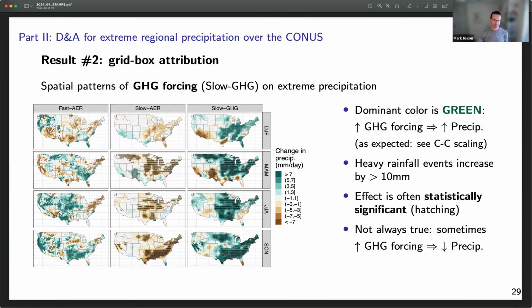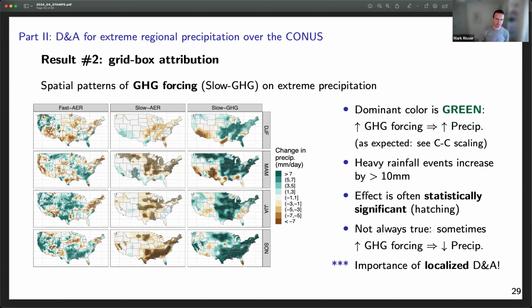It is true, however, that in some cases the opposite happens, where you have these brown areas where the greenhouse gas forcing actually leads to decreases in precipitation. That reiterates the importance of looking at things locally. If you're a water manager in the Southwest, for example, you might need to know what's happening specifically in your area as opposed to what's happening for the US as a whole.